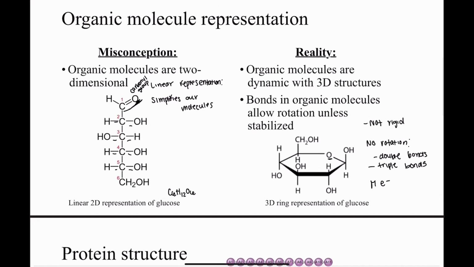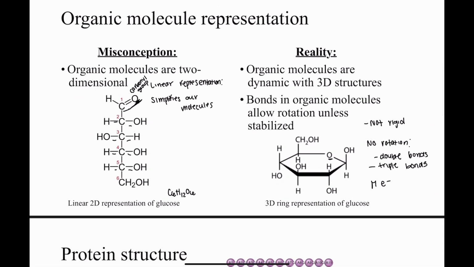But overall, this linear form is going to allow free rotation in 5 of the 6 carbon skeletons. And there's going to be no free rotation allowed at the carbon to oxygen double bond at our aldehyde group. But in the ring form, there is normally no rotation due to the rigidity of the cyclic structure that it has.